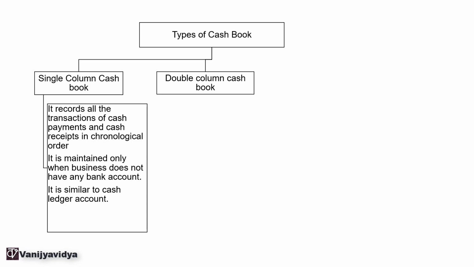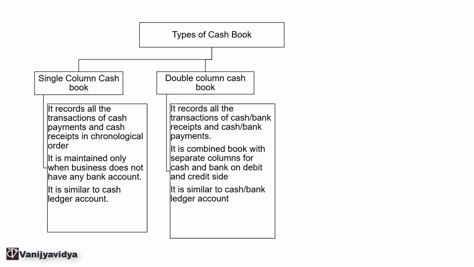Next, double column cash book. It records all the transactions of cash and bank receipts and cash and bank payments. It is combined book with separate columns for cash and bank on debit and credit side. It is similar to cash and bank ledger account. So double column cash book records all the transactions of cash and bank receipts and payments. So all the receipts are recorded on the debit side and all the payments are recorded on the credit side. So it is similar to your combined cash and bank ledger account.